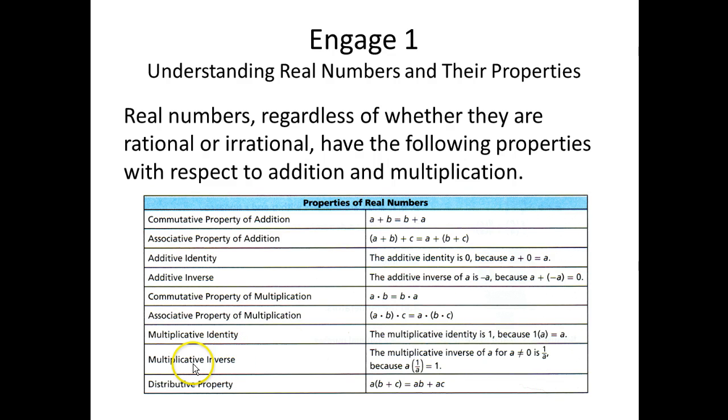Multiplicative inverse, once again, is very similar to the additive inverse. It says that the multiplicative inverse of a, as long as a is not 0, is 1 over a, because a times 1 over a is 1. Okay? The distributive property you're also familiar with. This is the one property that relates multiplication to addition in this way.